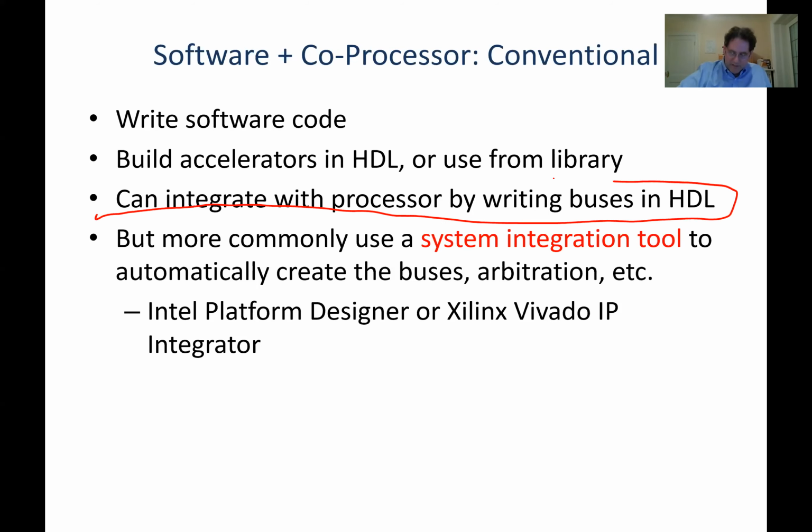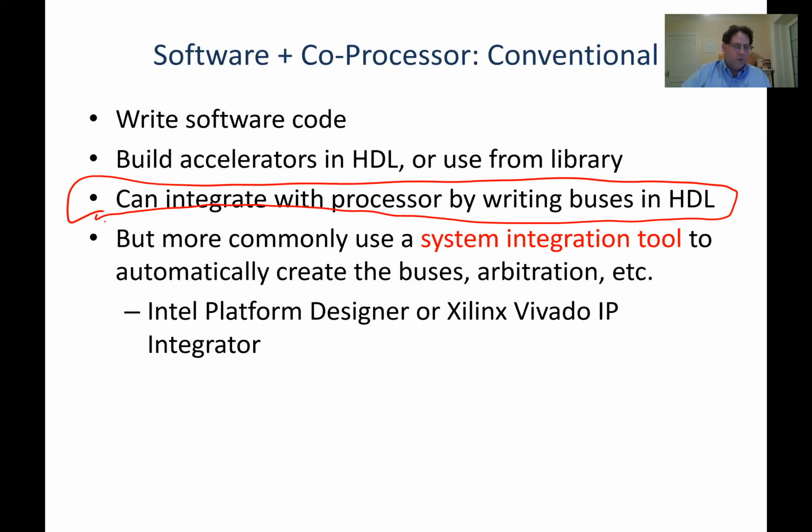But this step of connecting everything with buses by writing them in HDL, you can do it. You can read the bus protocol description. You can write HDL to implement it, but it's a lot of plumbing that's a bit repetitive and people would rather not do. So for this style of design, it's more common to use a system integration tool that automatically creates the buses and the arbitration logic, et cetera, to say, maybe the coprocessor is using the bus right now, so the processor can't use it, and so on.